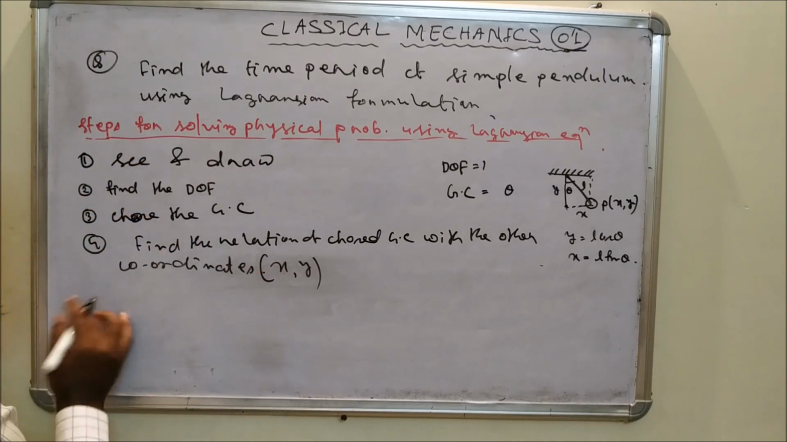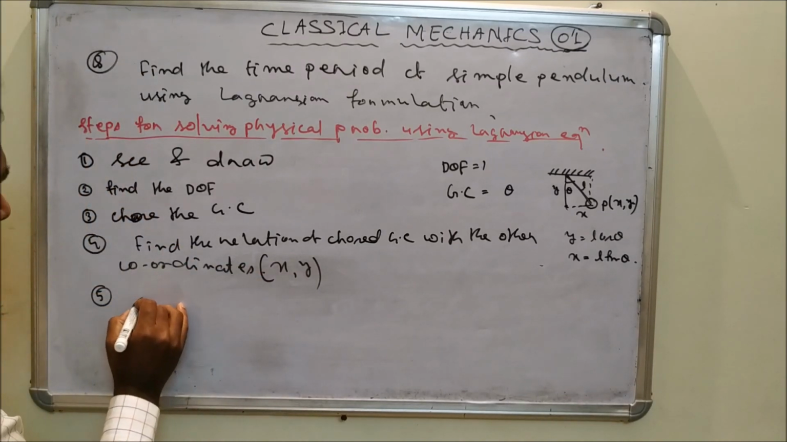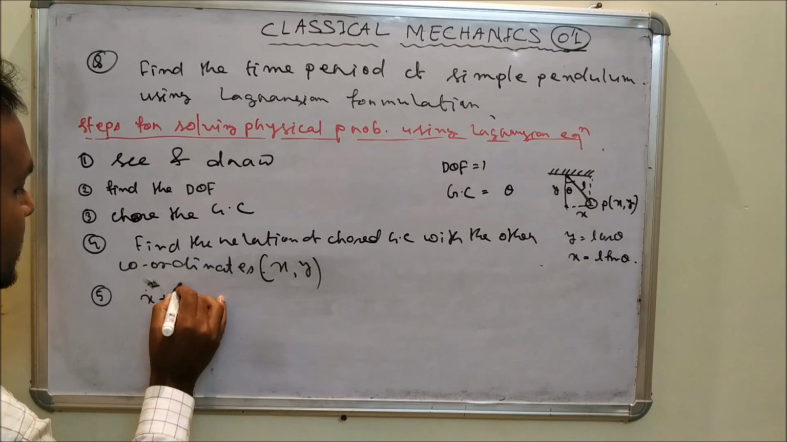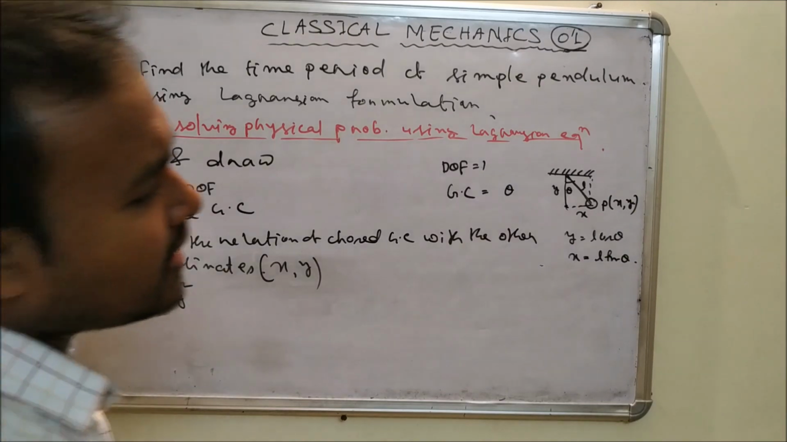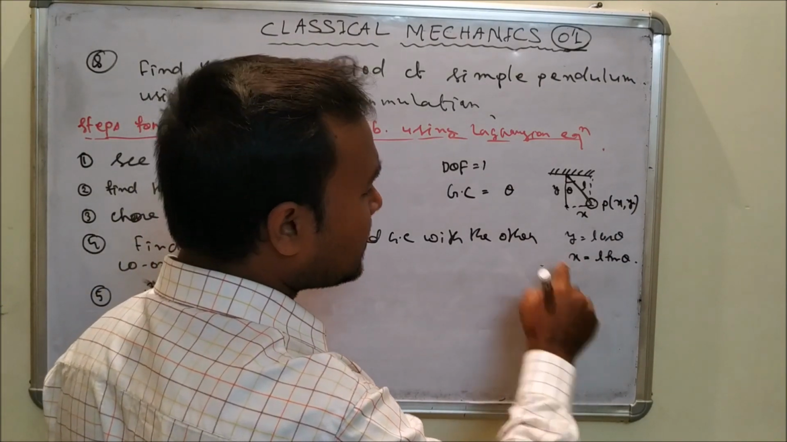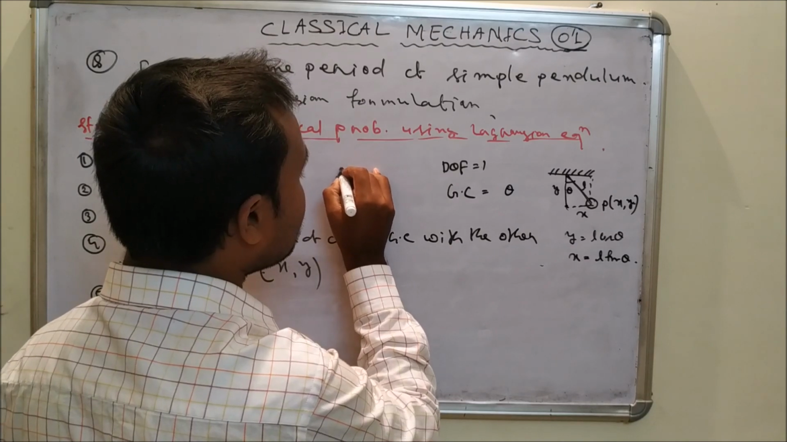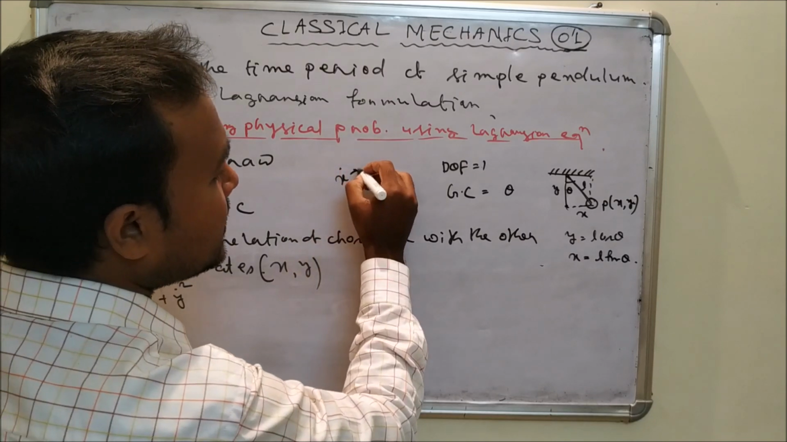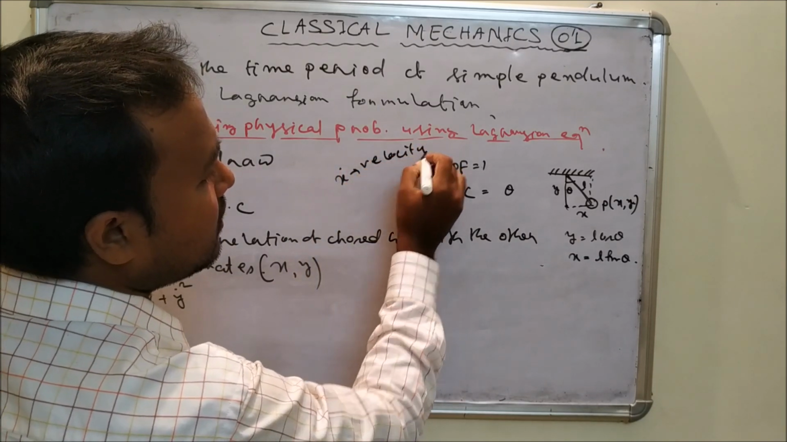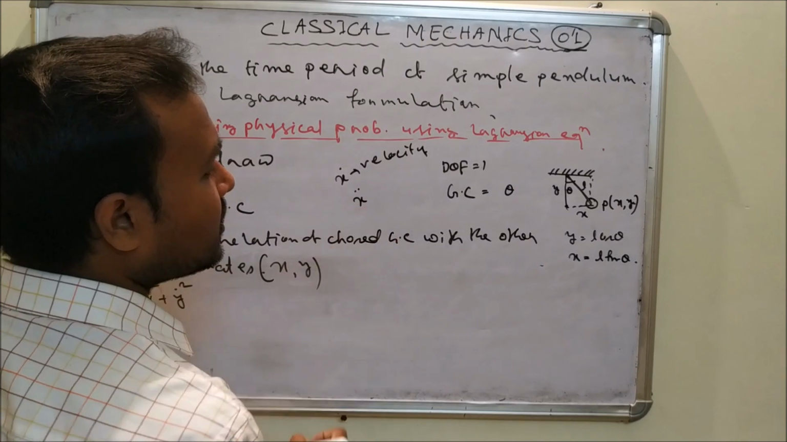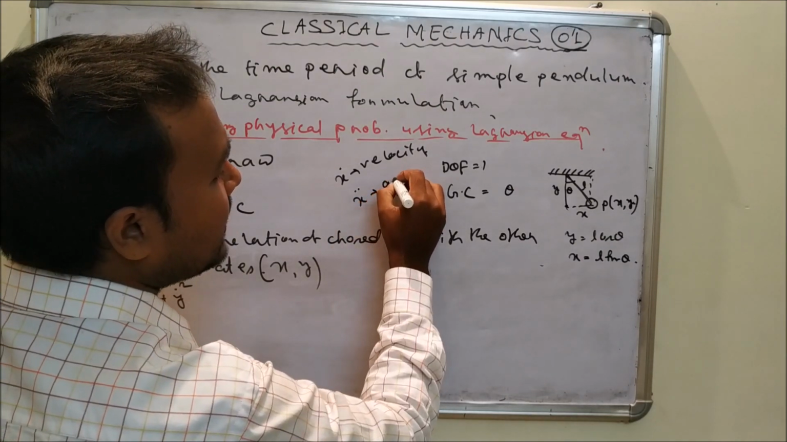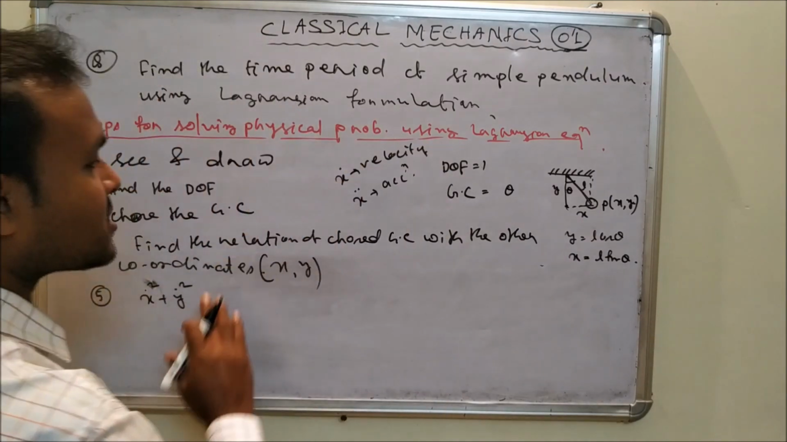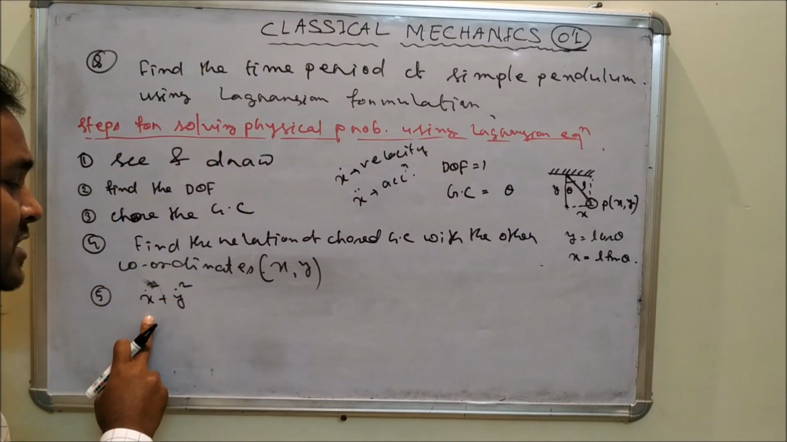Now once I have the relation, I will find out x dot square plus y dot square. Now what is this x dot? These are the position coordinates, right? If I take the time derivative of the position coordinate, it will represent the velocity. If I take two time differentiations with respect to t, it will give acceleration, right? So remember these things.